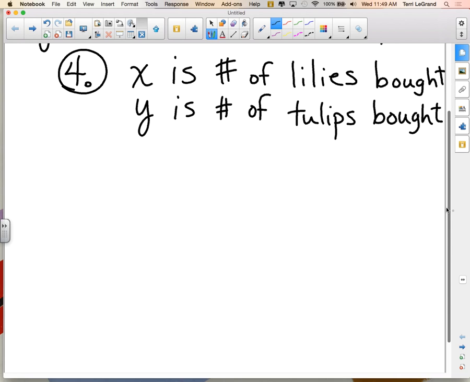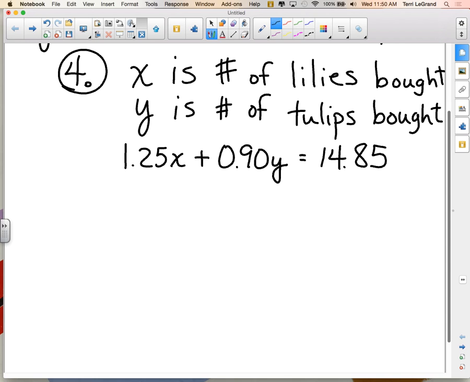So who wants to offer up one of the equations that should work in this system? Abby? $1.25 X plus 90 cents Y equals $14.85. Here's what this tells me without me even looking in my book at the problem right now. Every lily costs $1.25. Every tulip costs 90 cents. Altogether, she spent $14.85. Okay, this seems like a good one, doesn't it?